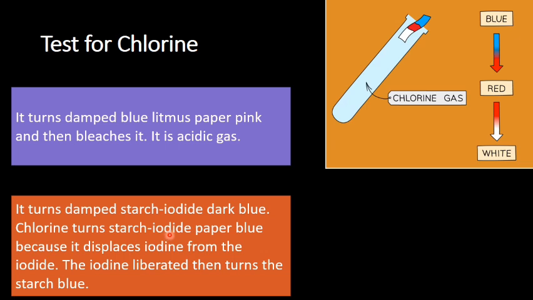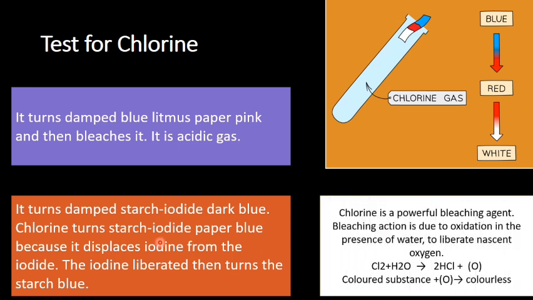We also have another way by which we can test if the sample or the gas contains chlorine. It turns starch iodine paper dark blue. Chlorine turns starch iodine paper blue because it displaces iodine from iodide. The iodine liberated then turns the starch blue. So basically this is more specific for the test of chlorine.